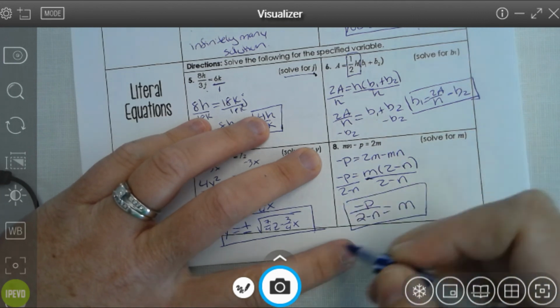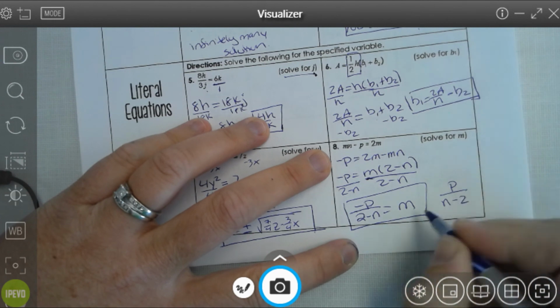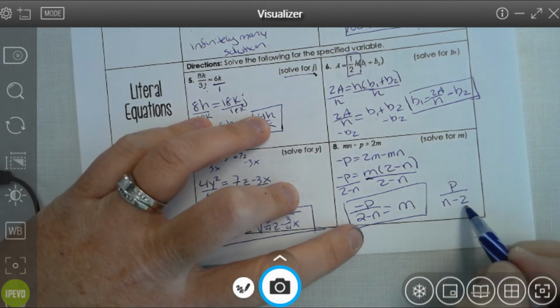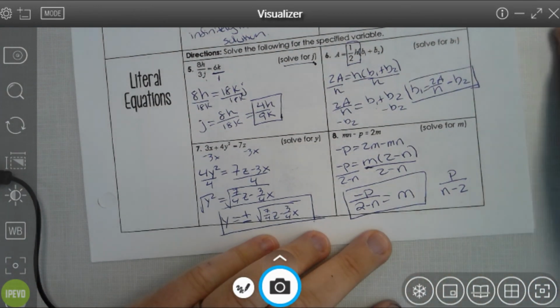Now, if you happen to switch everything around, what your answer would be is p over n minus 2. And this is the exact same answer as this because every single term is off by a negative sign. So this answer would be the exact same answer as that one.